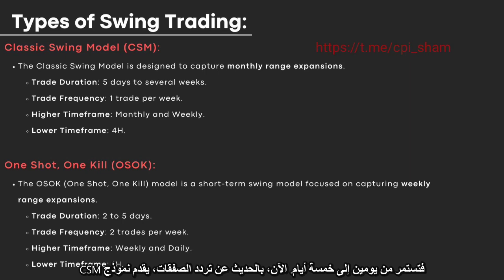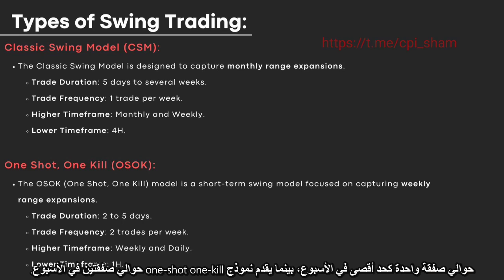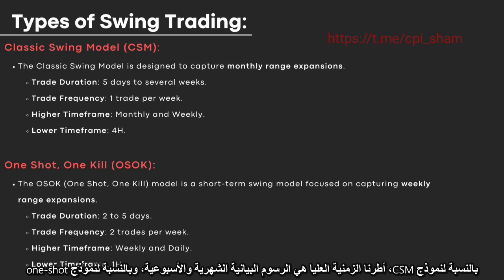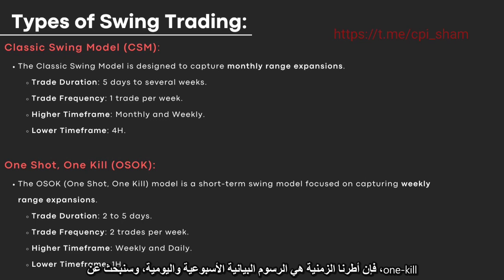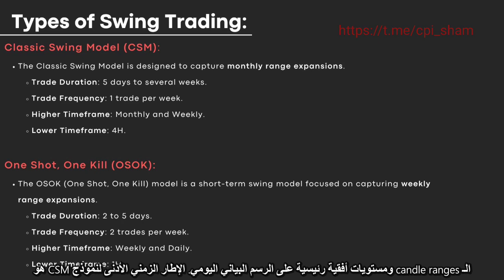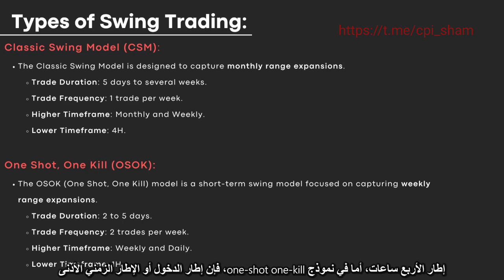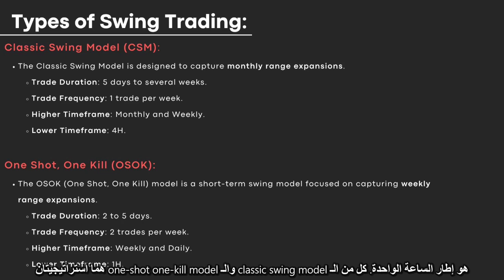Now, talking about trade frequency, the CSM model offers a maximum of around 1 trade per week, and the One Shot, One Kill model offers around 2 trades per week. For the CSM model, our higher time frames are the monthly and weekly charts, and for One Shot, One Kill, our time frames are the weekly and daily charts, and we're going to be looking for candle ranges and key levels on the daily chart. The lower time frame for the CSM is the 4 hour time frame, and for the One Shot, One Kill model, our entry time frame or lower time frame is the 1 hour chart.